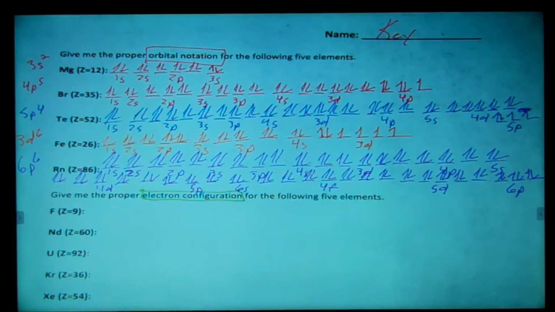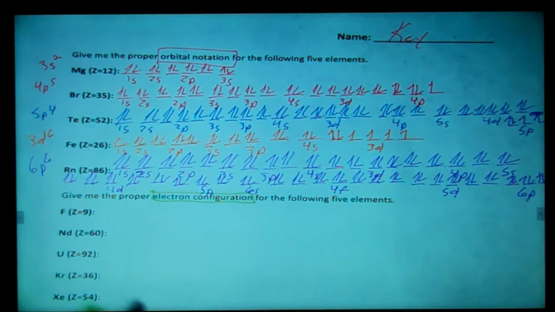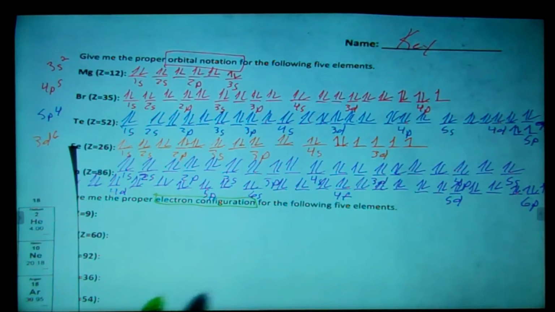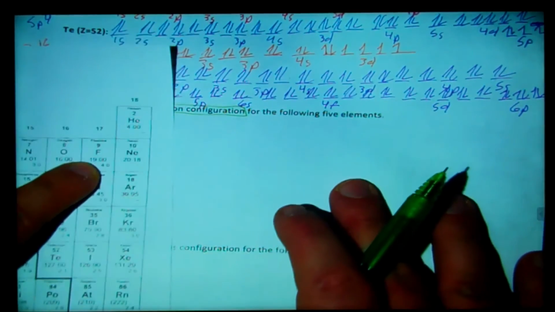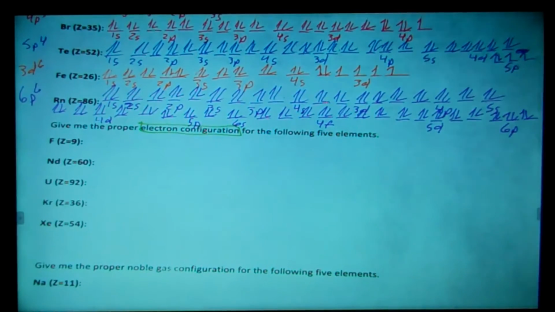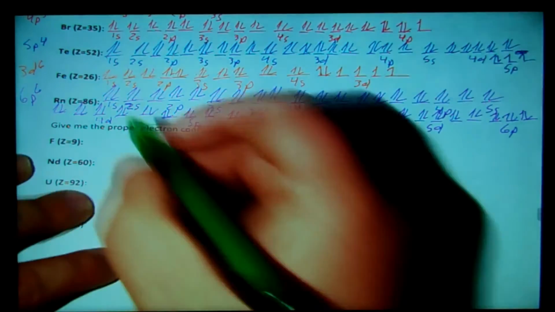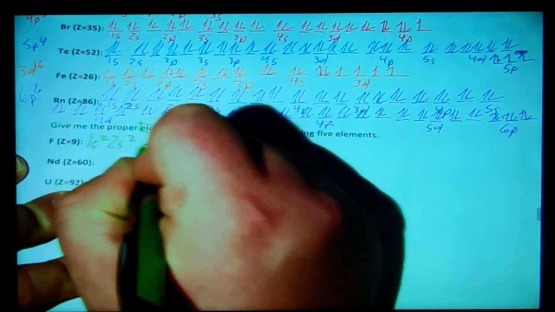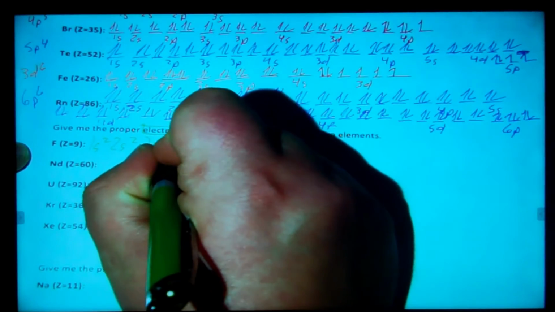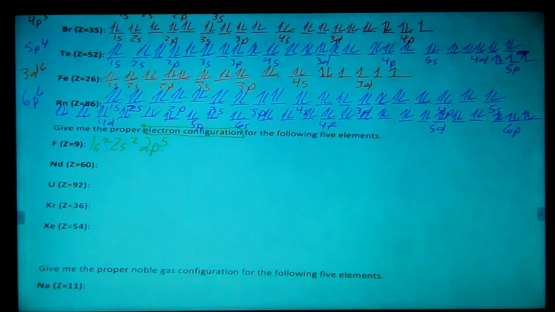So, fluorine, which is right here. There's fluorine. So this is what we'll do with fluorine. We start in 1s, I go all the way through, so it's 1s2, 2s2, 2p. That's where fluorine is, in that 2p, and I'm 1, 2, 3, 4, 5 in, so it's 2p5.